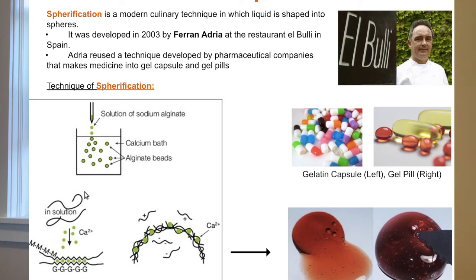Another cool thing that was invented is spherification. Ferran Adrià of the restaurant El Bulli in Spain invented the concept of using a technique that would have a chemical reaction between sodium alginate and calcium chloride. As sodium alginate comes into contact with calcium chloride, a thin gel skin is formed.